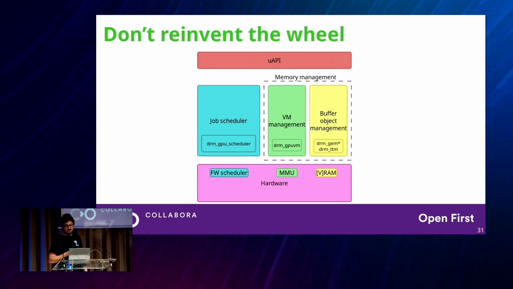And yeah, the last one is the job scheduler. So that one would be using DRM GPU scheduler, which is a generic scheduler for everything that has to do with GPU jobs.